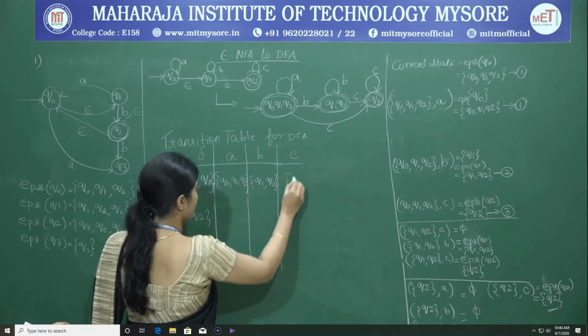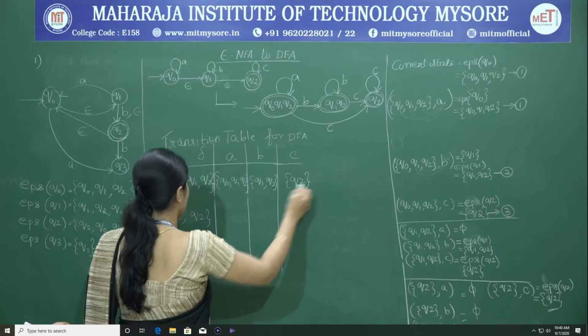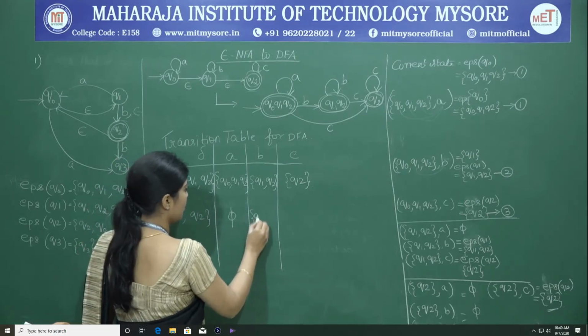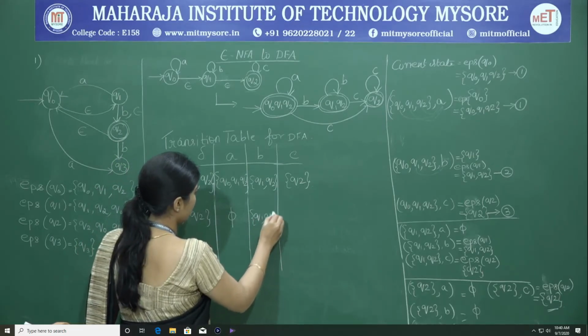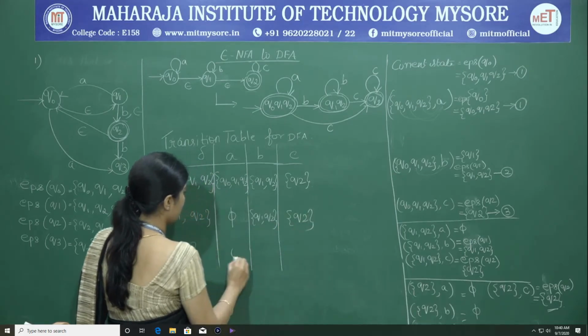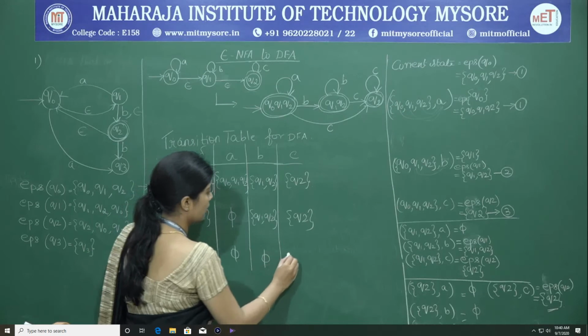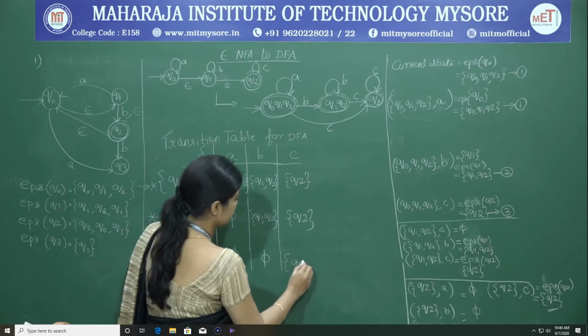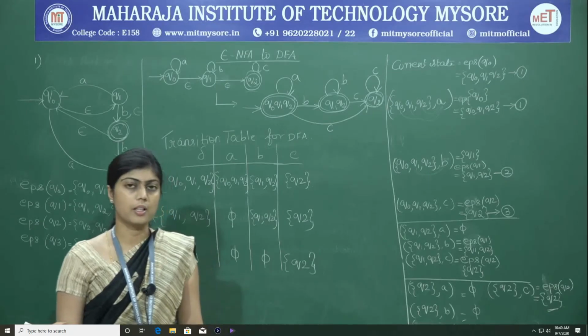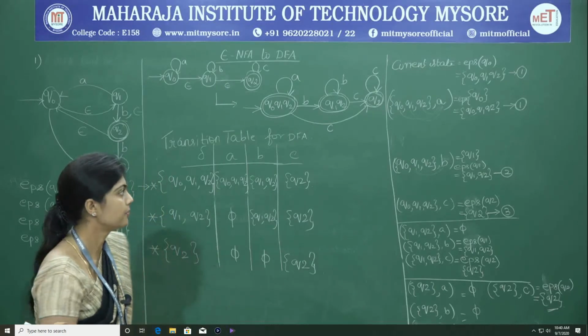On C, it is going to Q2. Q1, Q2 on A, on B, on C. So this is the transition table for the DFA and end of the problem.